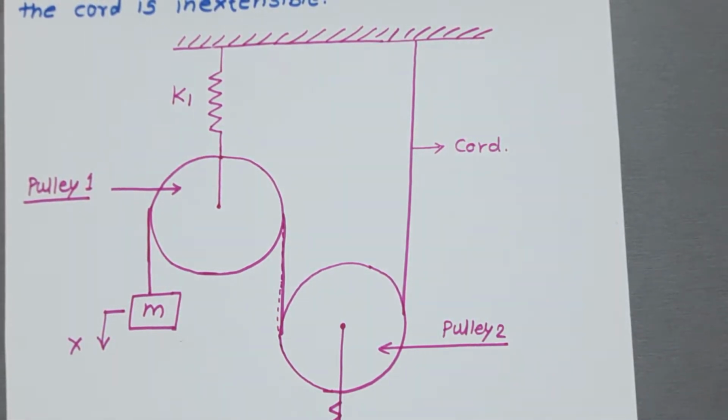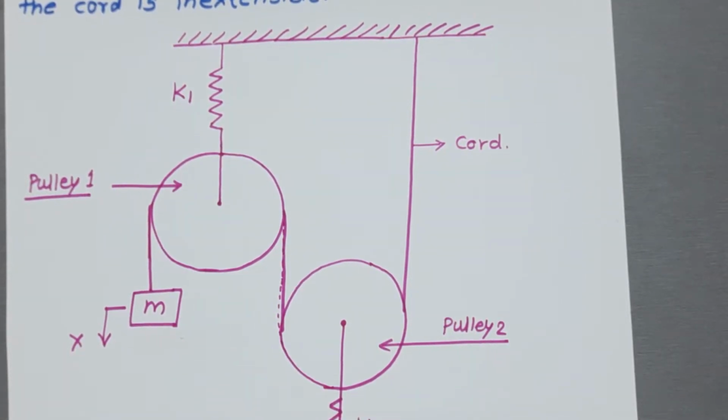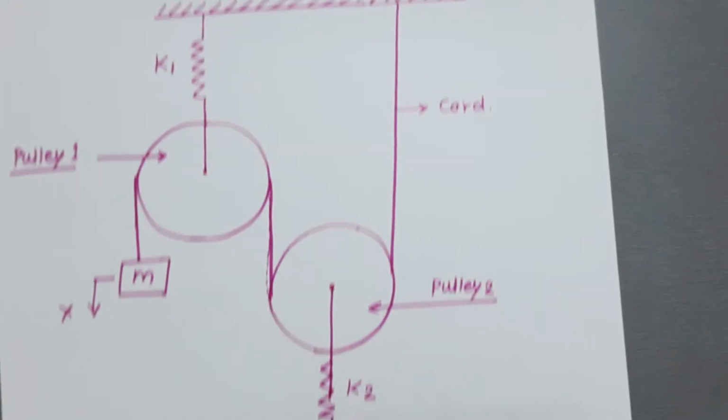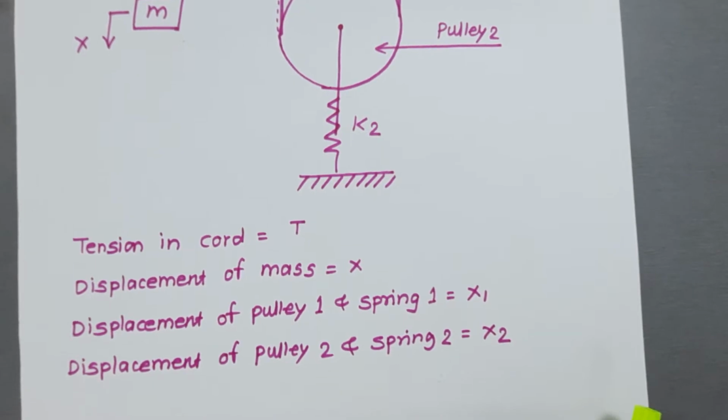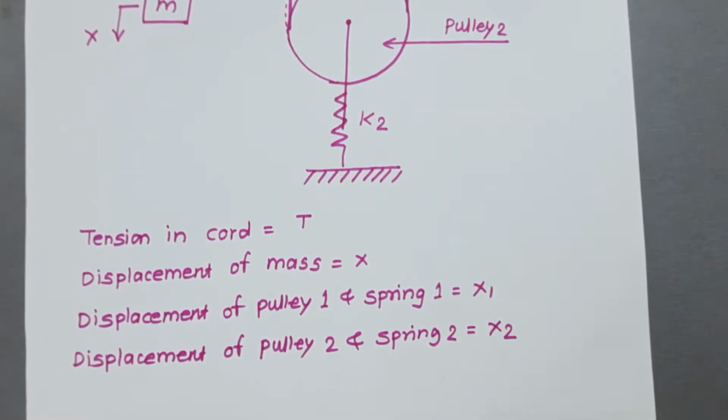Here, two pulleys, two springs, and a cord are provided. One end of the cord is fixed here, and to another end the mass is attached. So we have to focus on these terminologies required here.